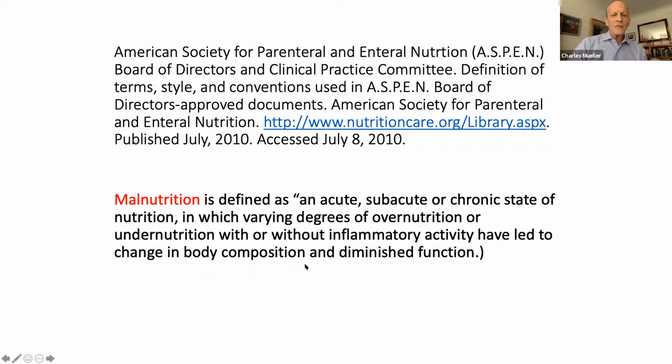So a definition of malnutrition is an acute, subacute, or chronic state of nutrition in which there are varying degrees of over or undernutrition with or without inflammatory activity, and they've led to change in body composition and diminished function. And we're really talking principally about undernutrition. We're not going to be talking about overnutrition, although we are going to briefly talk about sarcopenia to distinguish it from cachexia.